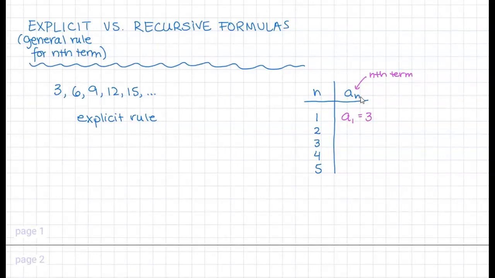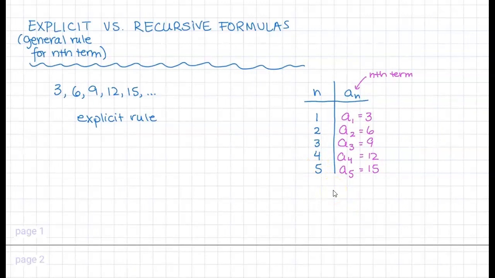And then when n is 2, we have A sub 2, and in this case the second term is 6. And so on. The third term, A sub 3, is 9. A sub 4 is 12. And finally, the fifth term, A sub 5, is 15. So if it's not obvious to you, you're going to want to try to find a way to rewrite these using the 1, 2, 3, 4, 5.